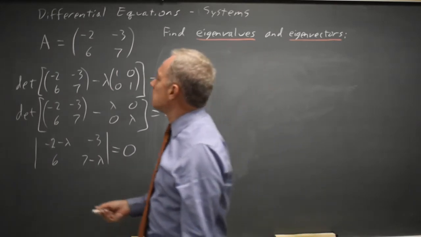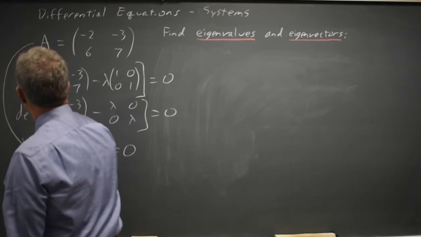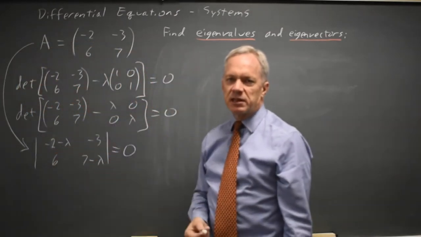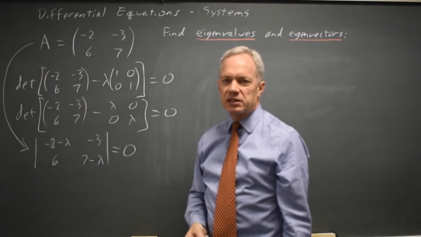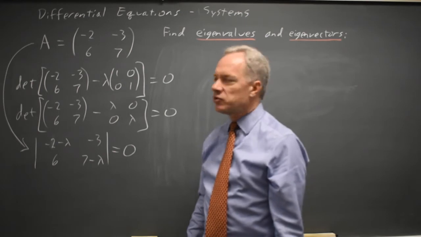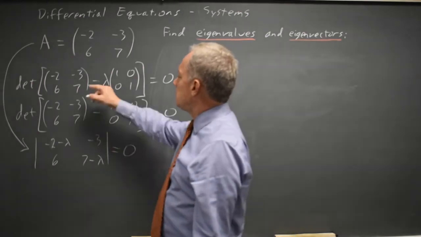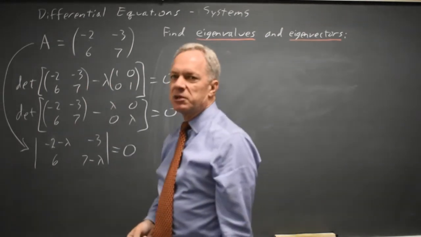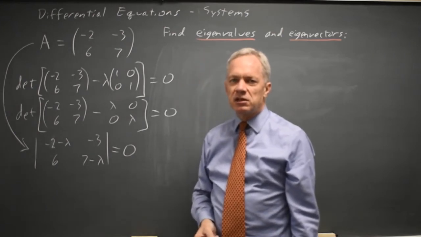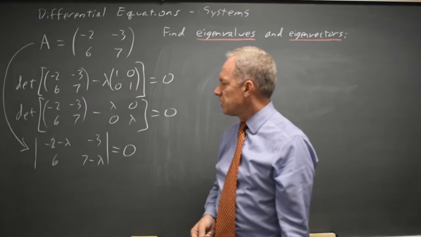And typically, I'll jump from A to A minus lambda I determinant in one step rather than showing those intervening steps. It's important to know where they came from, and they came from, we need A minus lambda I to have determinant 0 for there to exist a non-zero eigenvector associated with that eigenvalue lambda.